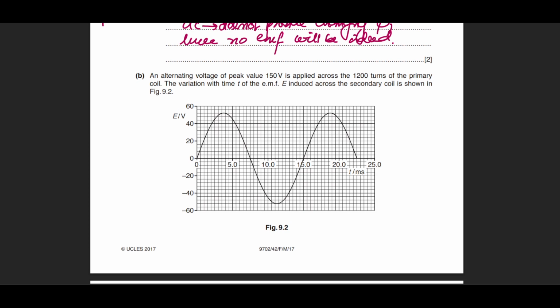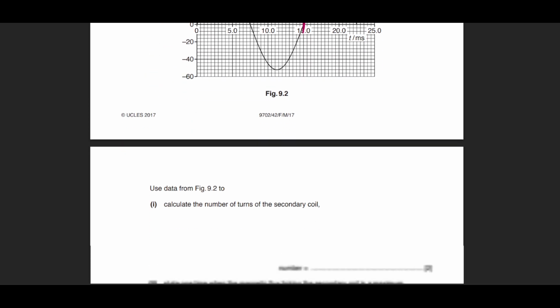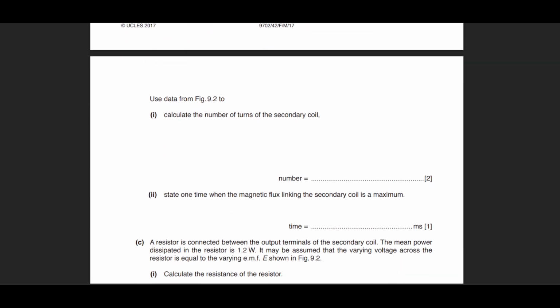Okay, so let's look at this question. He tells you that the primary peak value is 150 volts and there are 1200 turns in the primary. The secondary voltage peak value is approximately 52 volts. You can pause the video and count the boxes. The frequency is also given to us. So he says, calculate the number of turns of the secondary coil.